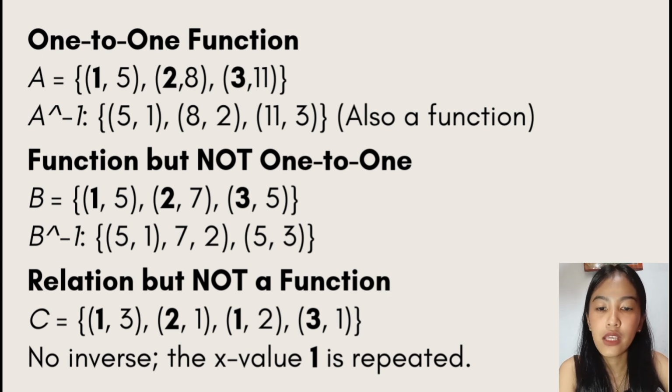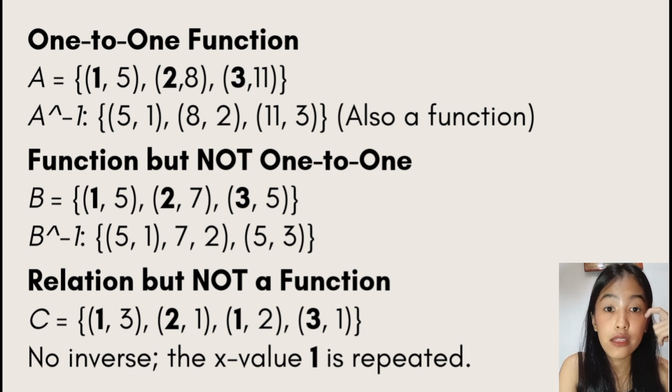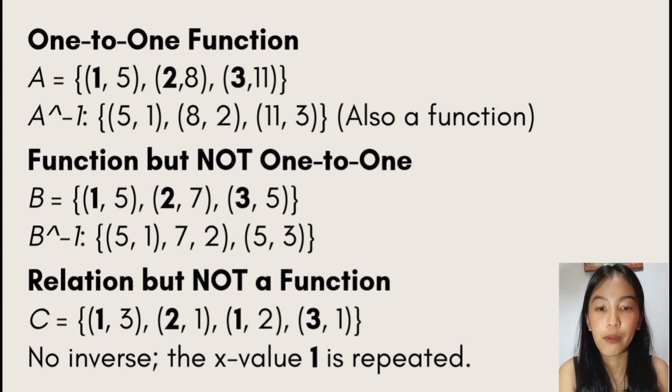So we have set B: 1, 5, 2, 7, and 3, 5. As you can see in set B, wala nagbalik-balik nga domain value. When you get the inverse for that one, B raised to negative 1, we will have 5, 1, 7, 2, and 5, 3. So it is not a one-to-one function because the x equals 5 is repeated. Ang domain value nga 5 kay nibalik siya sa iyang pagkuha na sa inverse. So dili siya one-to-one function.